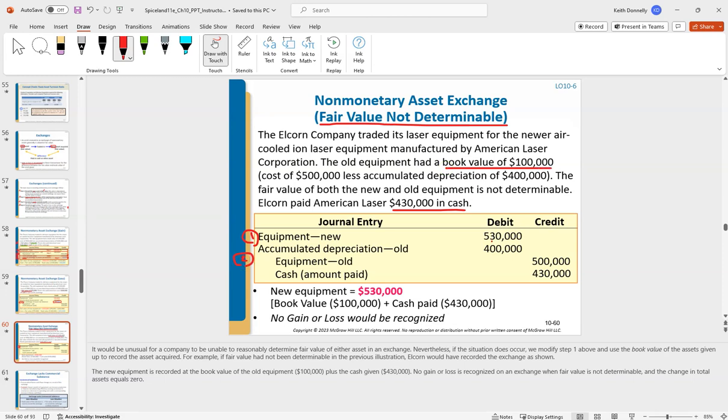Step two, get the old one off the books. Step three, deal with the cash. In this case, there's not going to be any gain or loss that would be recognized. In other words, when the fair value is not determinable, no gain or loss is recognized.